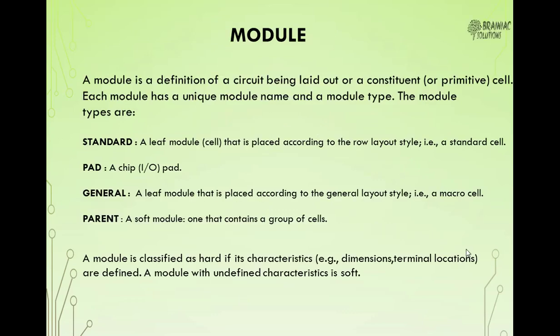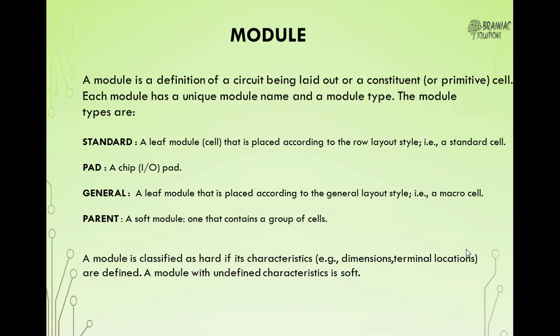Now what are modules? A module is a definition of a circuit being laid out or a constrained primitive cell. Each module has a list of inputs and outputs. Each module has a unique module name and a module type. The module types can be standard, pad, journal or parent. Now what is the standard type of module? It's a module that is placed according to the row layout style, that is, a standard cell.